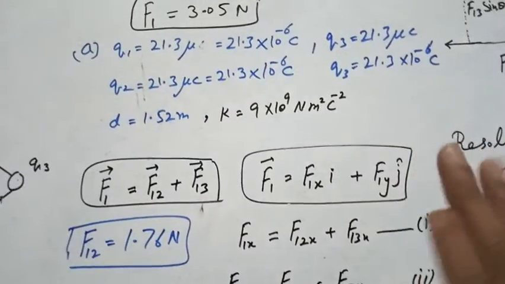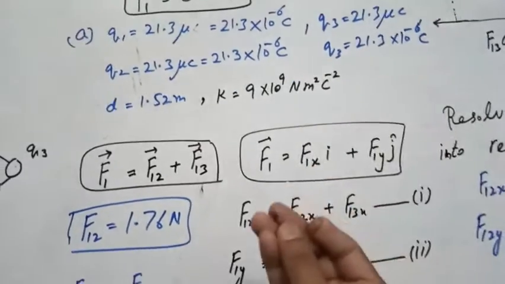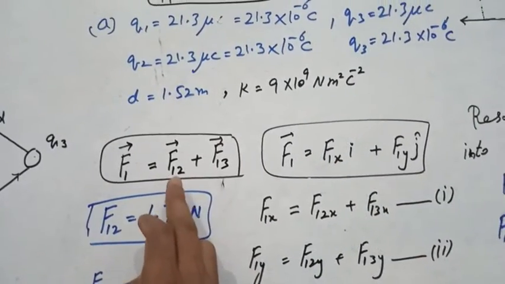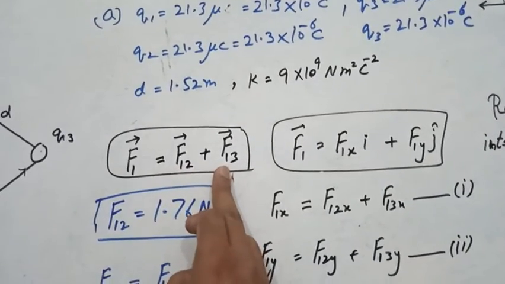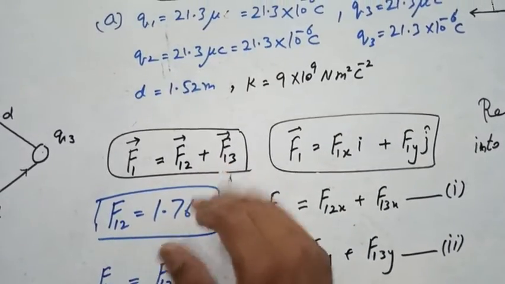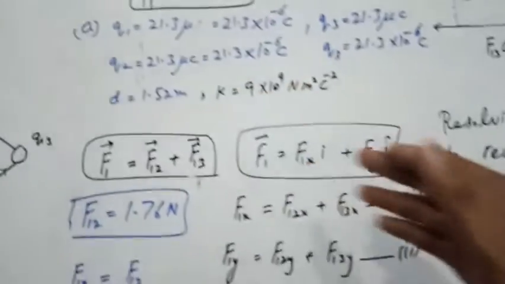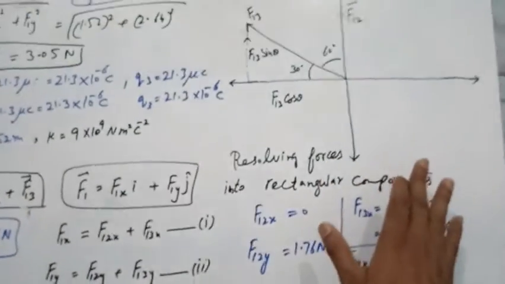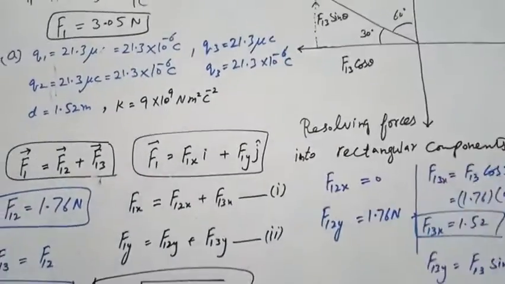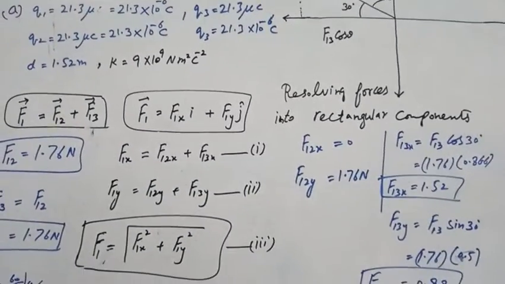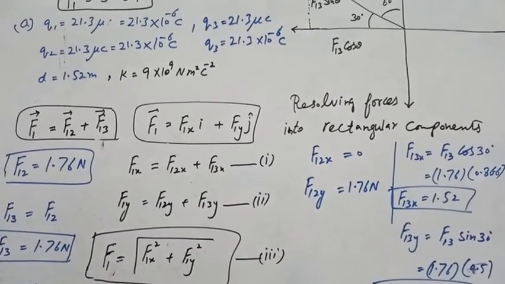Very simple method. We find the net force by the vector sum of the number of forces acting on a particle, and to find the magnitude of force we find the x and y components of forces, and by that method we have calculated the net force acting on charge Q1 by charges Q2 and Q3.